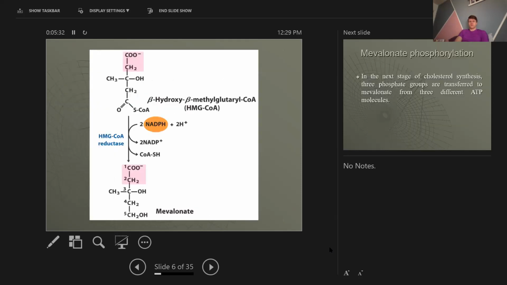And this uses two reducing equivalents. And as you can see, you are going to reduce this end of the molecule to an alcohol. And you'll give up a coenzyme A. So that's mevalonate. Once you make mevalonate, you are committed to the synthesis of cholesterol. This is the rate limiting step in this reaction.